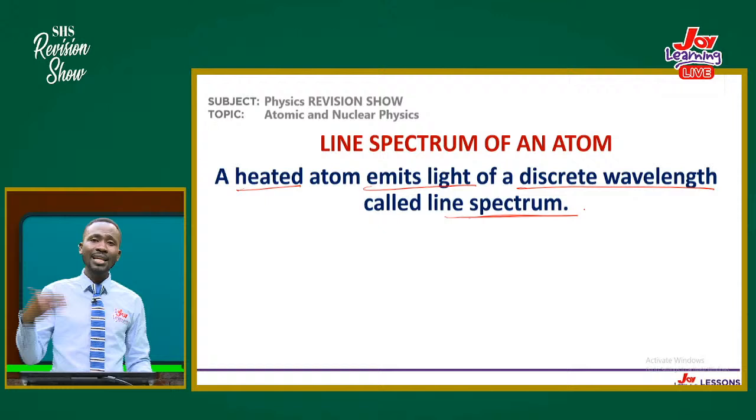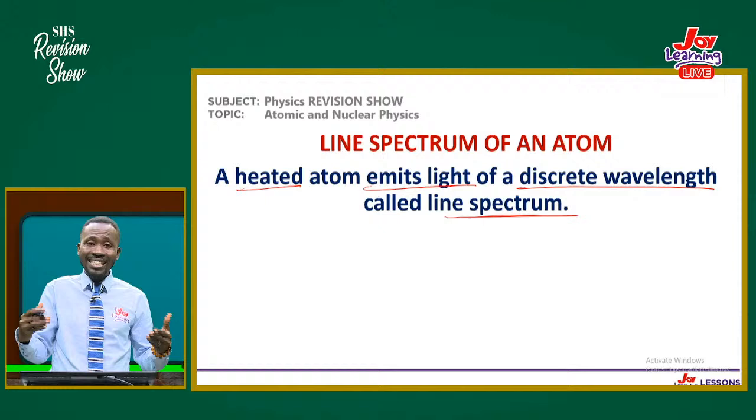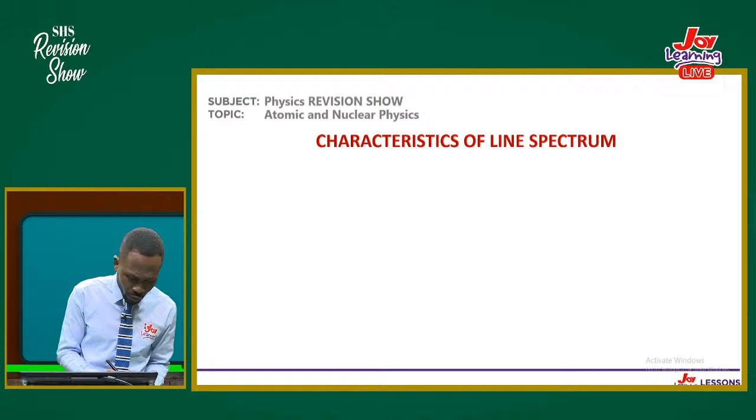And these line spectrums have discrete wavelength. They have a specific wavelength. So a particular electron making a transition from one level to the other will give off a line spectrum with a specific wavelength, because it depends on the energy of the electron as it makes the transition. So let's move on.